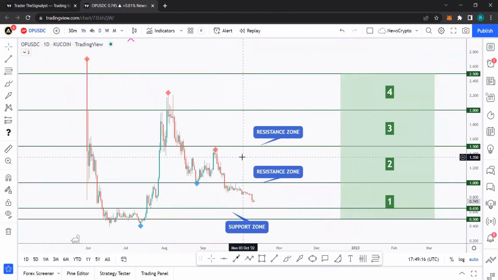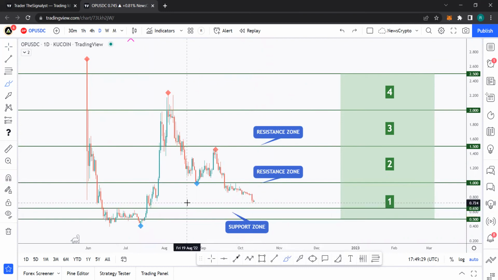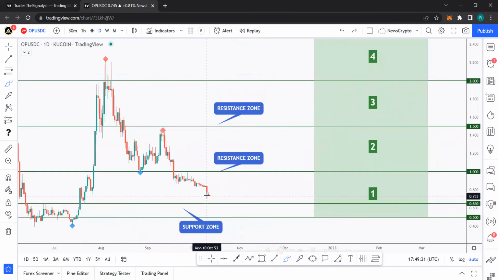Okay, on OP, we broke below this support. Now it's a resistance around round number 1. Now the next support is around the 0.5 to 0.6. This entire support, which is also a demand, this is also a demand, right? So we're looking for buy setups right here, knowing that price can still dive inside the zone before trading higher.